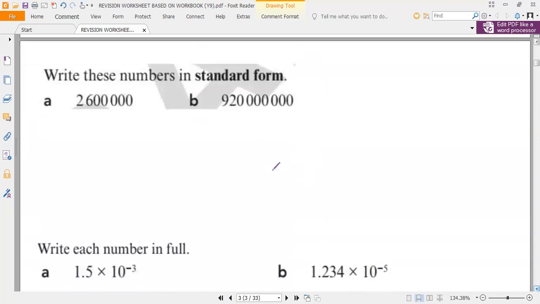Write these numbers in standard form. 1, 2, 3, 4, 5, 6. 6 places until it becomes 2.6. So 2.6 times 10 to the 6th power. Followed by 1, 2, 3, 4, 5, 6, 7, 8. So 9.2 times 10 to the 8th power. Okay, moving on.